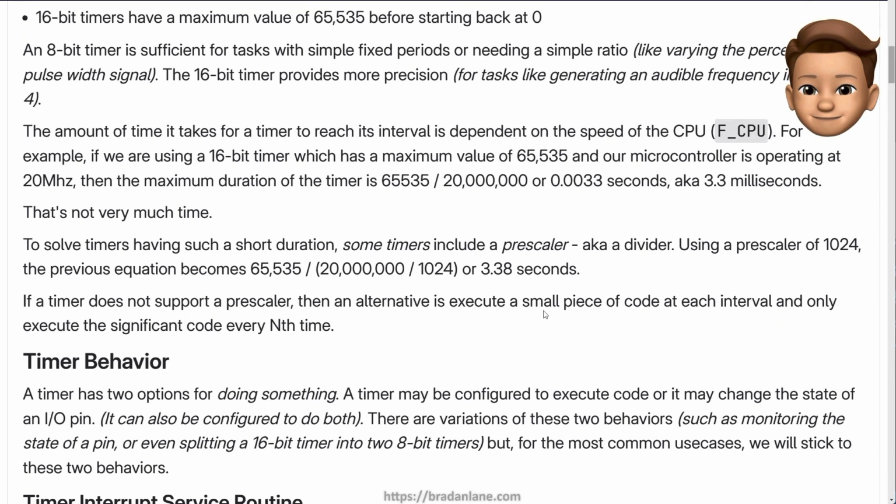That's not a very big amount of time, and so some timers, not all, include the capability of a prescaler or a divider. If you had a prescaler of 1024, then our 3.3 milliseconds now becomes 3.38 seconds. Not all timers have prescalers. If a timer is executing code, then you could have a small piece of code that actually does a counter within that and execute its significant code every n times. And so in essence, you've implemented a prescaler, but you've done it in code as opposed to hardware.